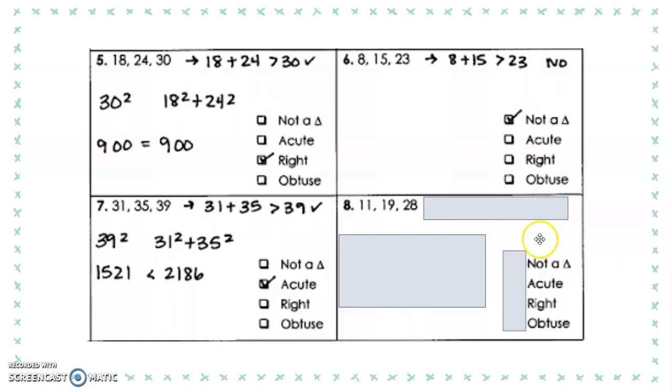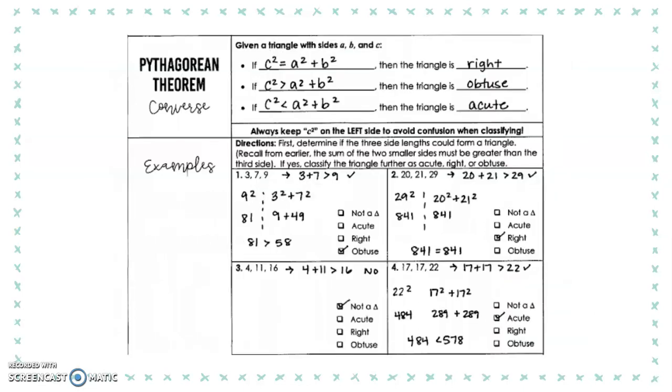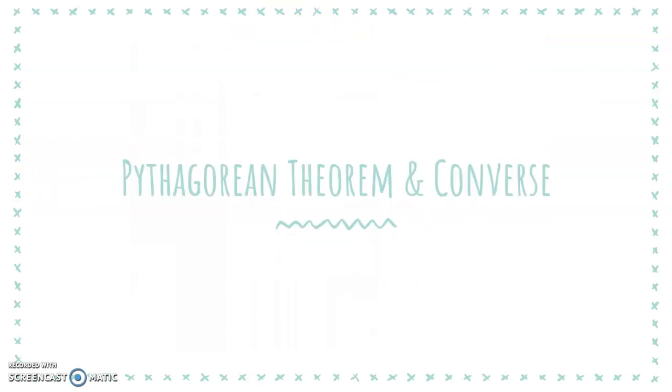Our last example is number 8. I see that a triangle is formed, and when I find it, my c squared is greater than a squared plus b squared, so my triangle is obtuse. So again, the new piece of information is deciding whether a triangle is right, obtuse, or acute, and we're comparing our c squared to our a squared plus b squared. That's going to be our key bit of information that we're going to need to remember when we're looking at the Pythagorean theorem and its converse.